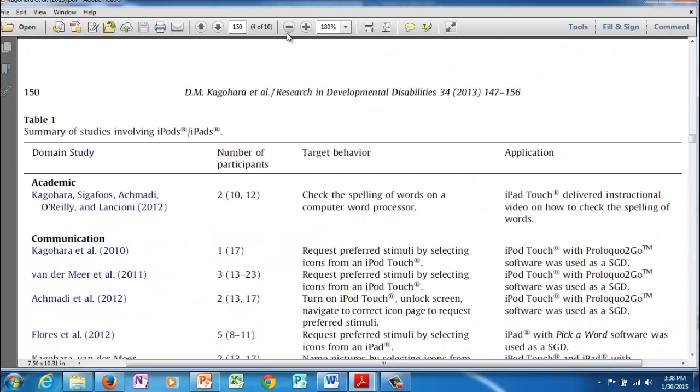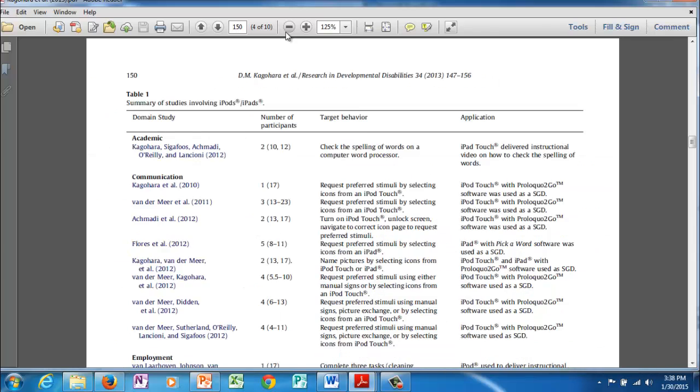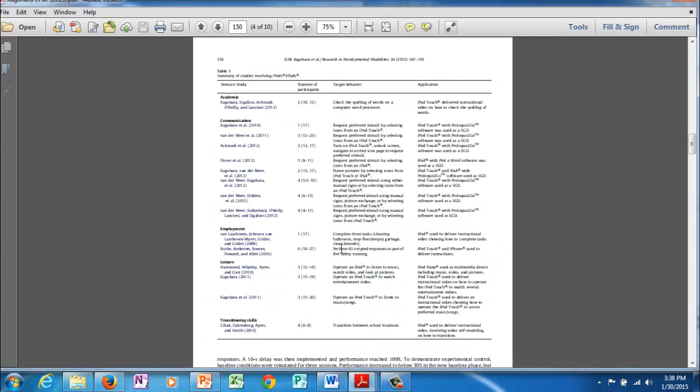Okay, now I'm going to reduce the view on this a little bit so you can see the whole table. Here's the whole table and what it looks like. Every study that they reviewed is listed here. They categorized them in terms of what kinds of skills the students were being taught. Academic skills, 1 study. Communication skills, 1, 2, 3, 4, 5, 6, 7, 8. 8 studies related to teaching communication skills to students with autism using an iPad or an iPod.